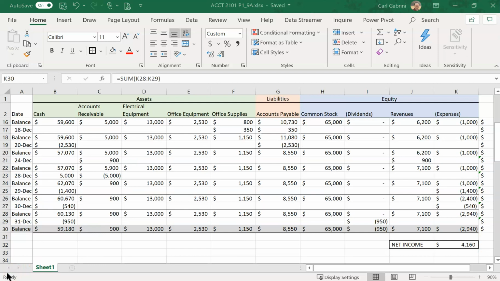Okay, I had to take a quick break there for a second. So we calculated our net income at $4,160, which is just the difference between our revenues, $7,100, and our expenses of $2,940.